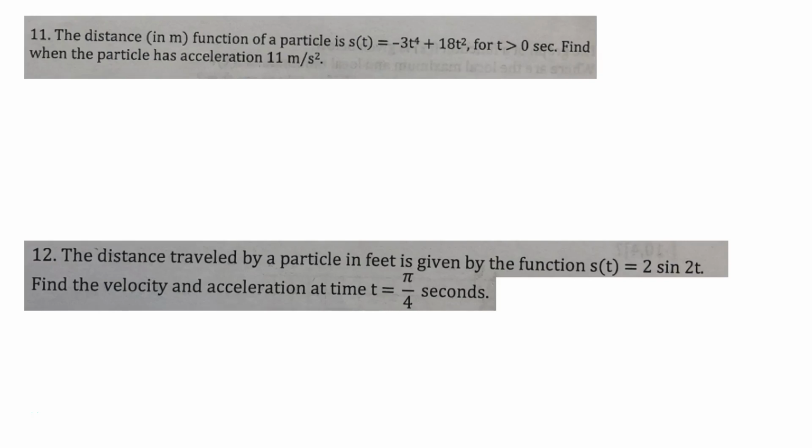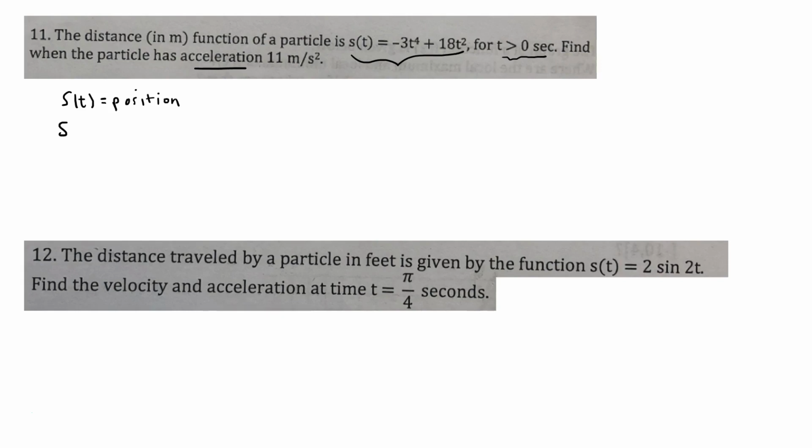The distance in meters is found by this formula, where t is time and s is the distance. It's a distance function, in meters. So make sure time is greater than 0 and time is in seconds. And so this is a position function, and we're asked about acceleration. So s of t is position.